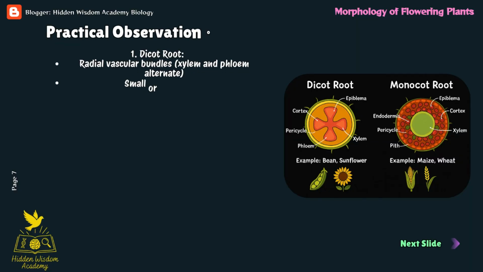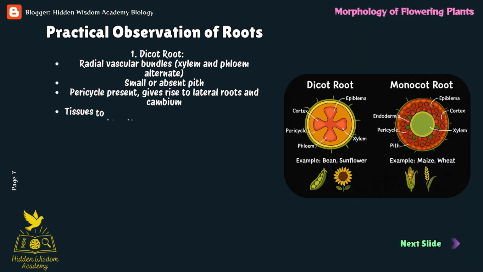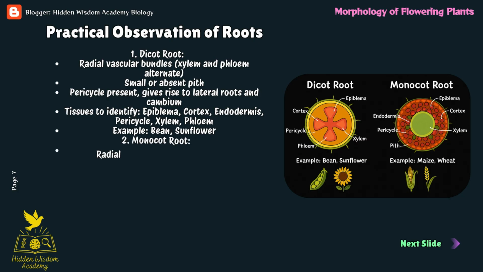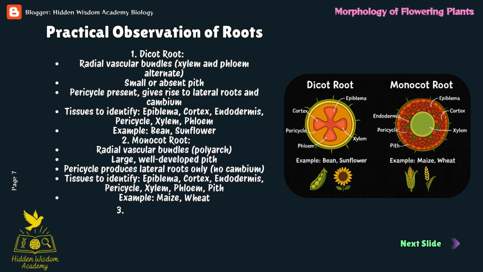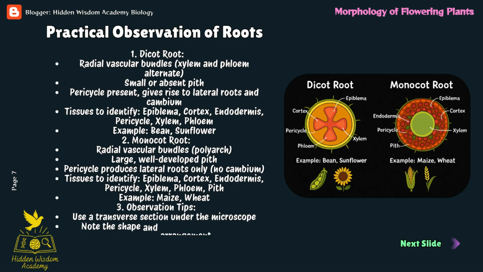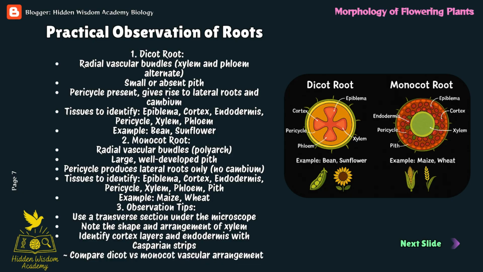Let's focus on practical observations of roots. In dicot roots like beans and sunflower, the vascular bundles are radial, with xylem and phloem arranged alternately. The pith is small or absent. The pericycle forms lateral roots and cambium. Under the microscope, identify epiblema, cortex, endodermis, pericycle, xylem, and phloem.